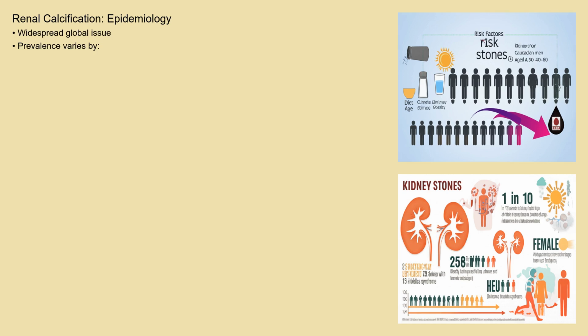Certain regions with hot and dry climates tend to have higher rates of renal calcification due to increased dehydration. Obesity, diabetes, and metabolic syndrome are also associated with an increased risk of developing kidney stones. It's estimated that around 1 in 10 people will experience a kidney stone at some point in their lives.